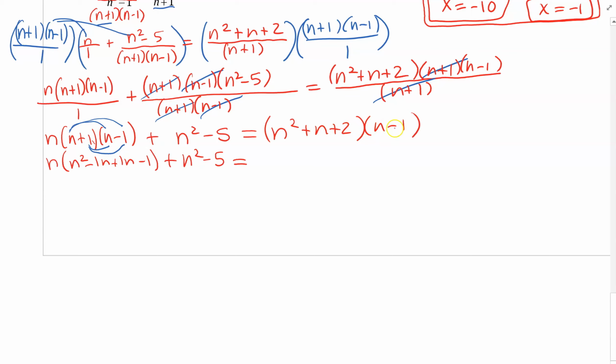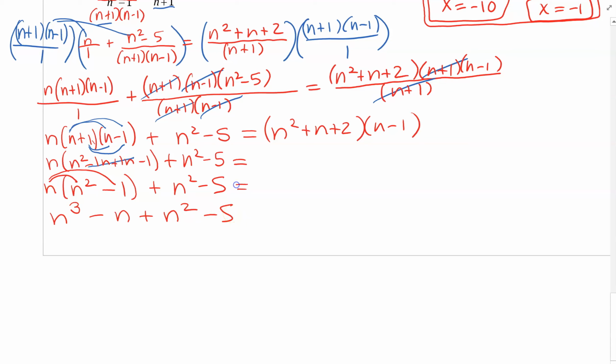Here, I just need to distribute each of these to n minus 1. So maybe I'll finish on this side first. Let me go back to the left side. So then I have n times n squared minus 1, because negative 1n and plus 1n will add to 0. They'll cancel each other out. And so I have only 2 terms, which is not so bad. And then I can distribute the n to n squared minus 1, and I get n cubed minus n plus n squared minus 5 on the left. Okay, so that's what I have on the left.